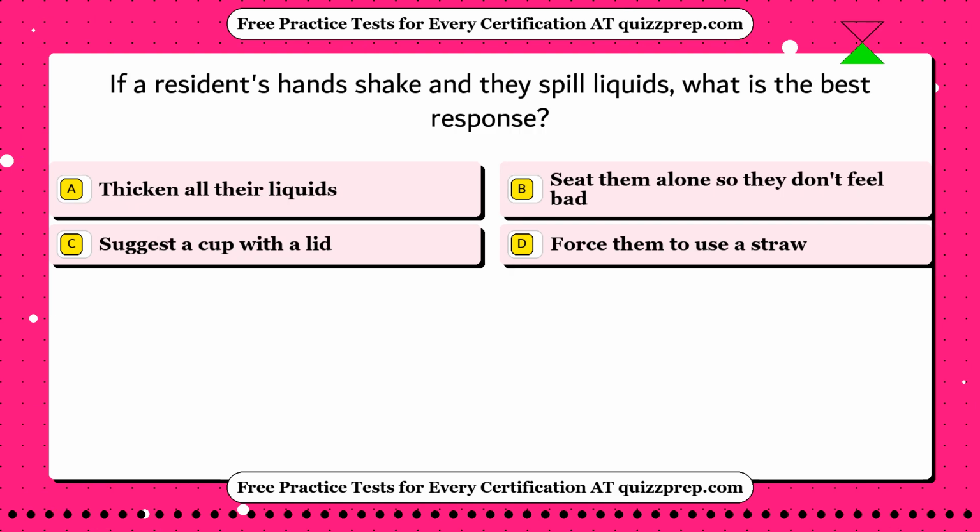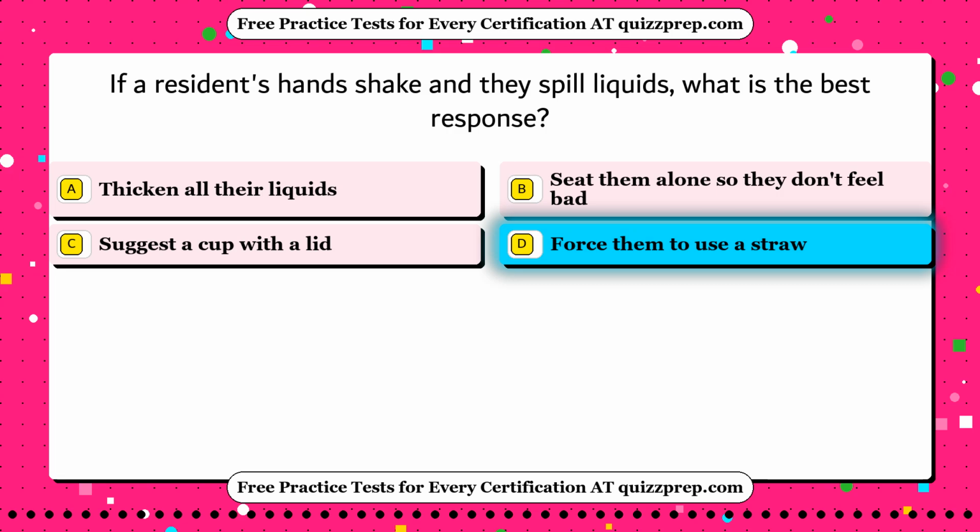Question 149. If a resident's hands shake and they spill liquids, what is the best response? Option A, thicken all their liquids. Option B, seat them alone so they don't feel bad. Option C, suggest a cup with a lid. Option D, force them to use a straw.